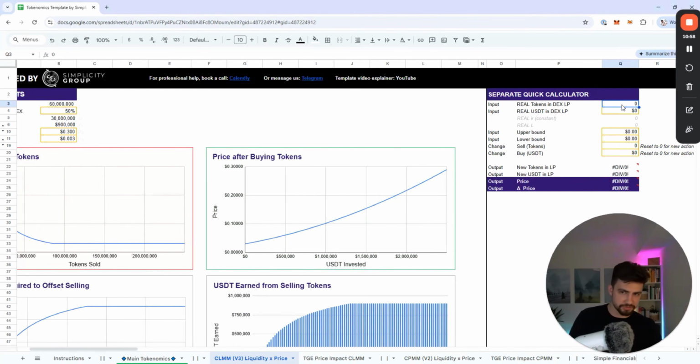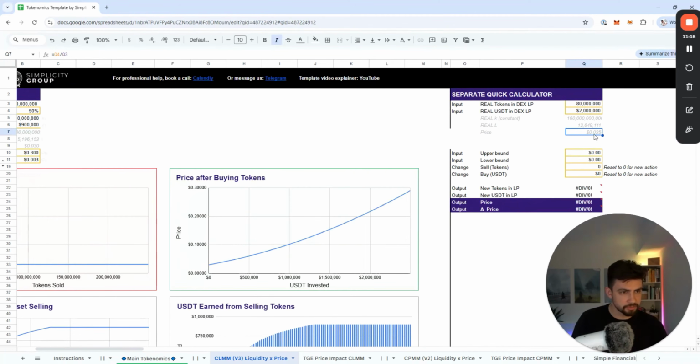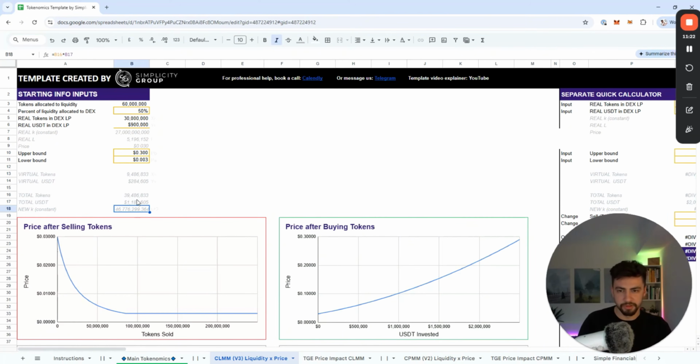So let's say instead of 60 million tokens or 30 million tokens, you actually have, say, 80 million tokens, right? Let's say you incentivize LP provision. Instead of 900 grand, let's say you have $2 million here. The token price would be, if I unhide this, token price is here at 25 cents. 2.5 cents, right? As you can see, these are hidden. They're hidden by choice, by design.